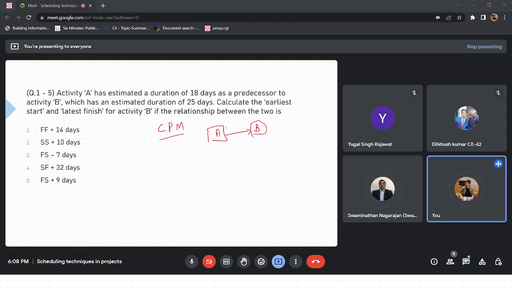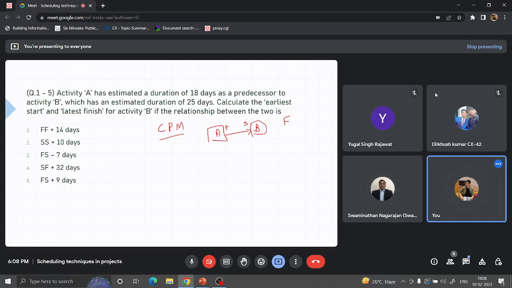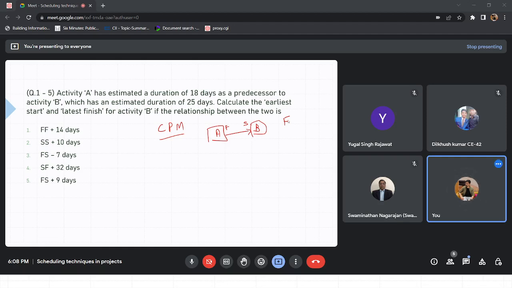Yeah, finish of A to start of B. But as soon as you went to PDM, you got more types. We got all types, and also we had a facility for entering the lag amount. So, what kind of relationships we got? Finish to start was already there. Then we got start to start, finish to finish, and start to finish. So, these four relationships.